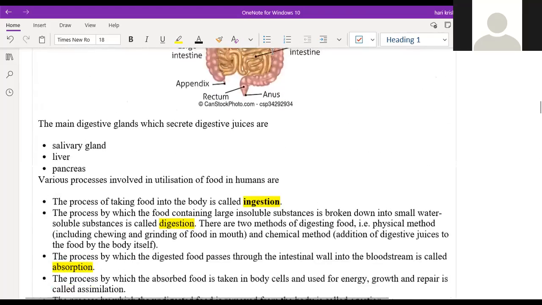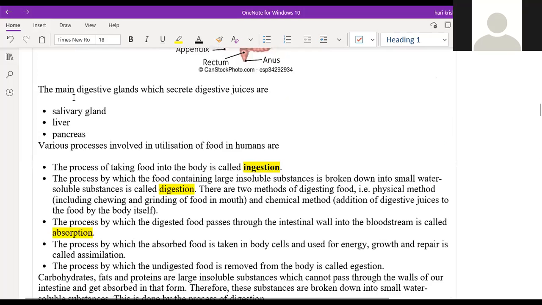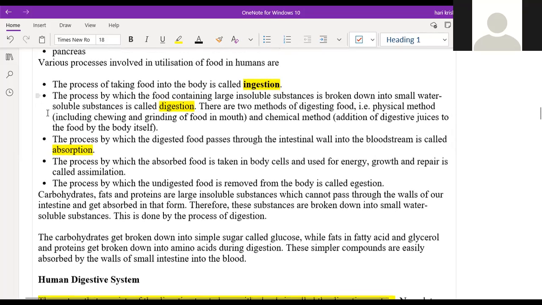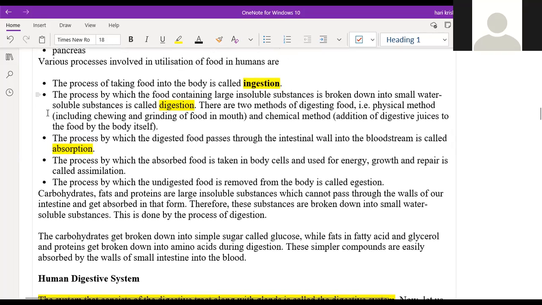Okay, we'll continue with the topic here. The main digestive glands which secrete digestive juices are the salivary glands, the liver, and the pancreas. So salivary glands secrete salivary amylase in the mouth, and the liver and the pancreas secrete digestive enzyme juices into the small intestine. So what are the three important glands? Salivary glands, liver, and pancreas.